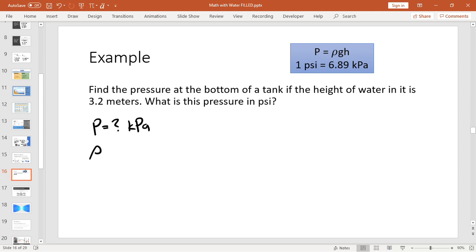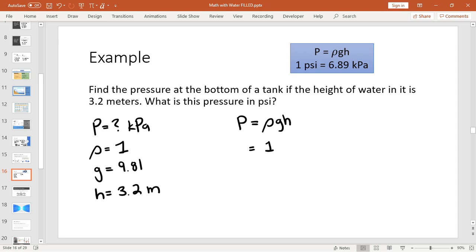Our density of water is 1. Our acceleration due to gravity is 9.81. And our height must be in meters, which it is, so that's fine, 3.2 meters. The formula up in the blue box, so don't even have to write it, times 9.81 times 3.2. If I do that math, I should get somewhere around 31, and I'll keep a lot of decimals, kilopascal. Great, but I asked for PSI, so we need to convert.